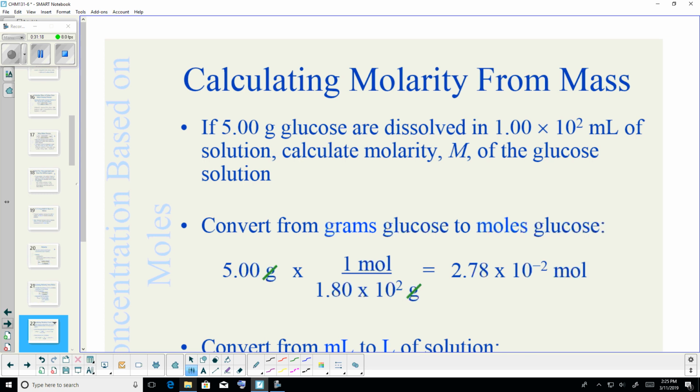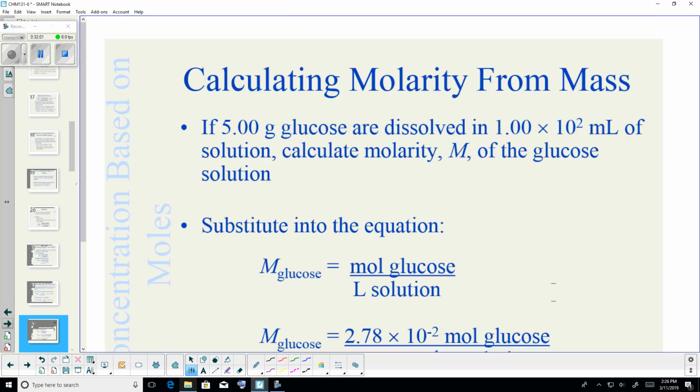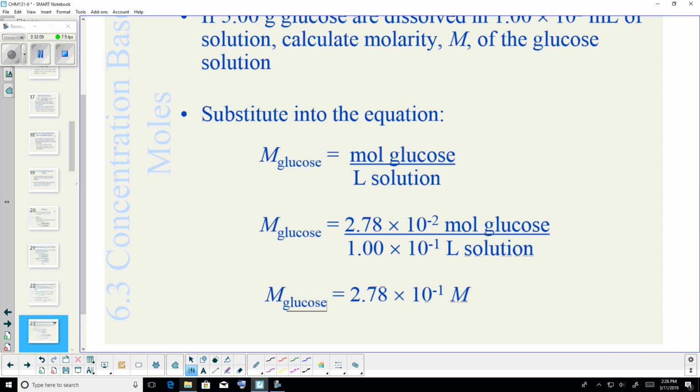How many liters of solution do we have? We have 100 milliliters. How many liters do we have? A hundred milliliters is how many liters? It's what? No, it's not 1. It's not 10. Wrong way. 1/10, 0.1. One times 10 to the minus 1. So you still have to go back to that equation. The molarity is 2.78 times 10 to the minus 1 molar, or 0.278.